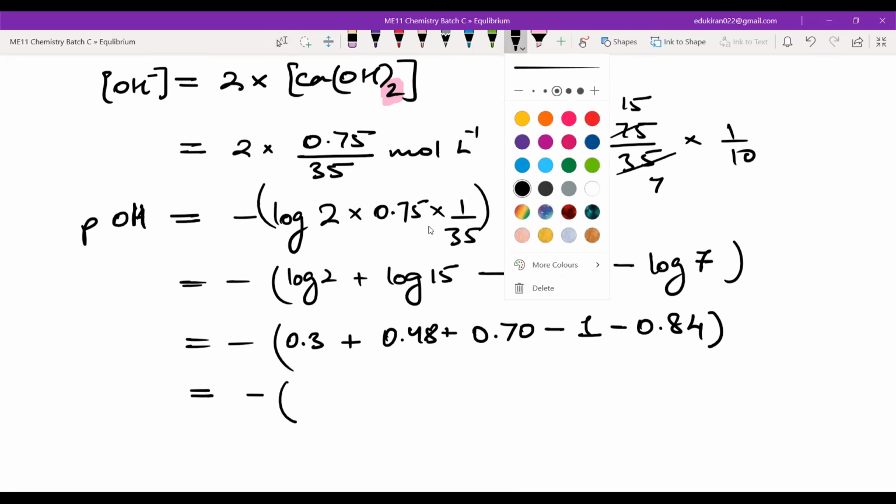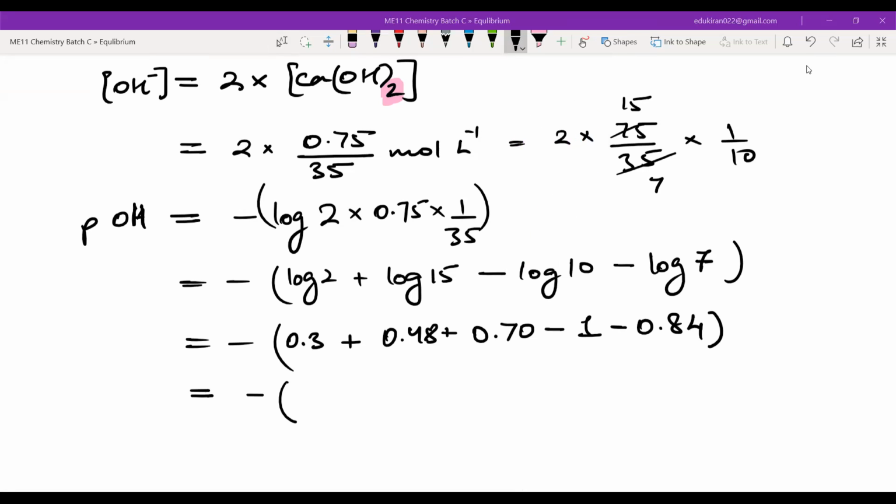Sir, I guess it is a log 10. It will be log 100, no? Yes, I was thinking about that only. So make it log 100, make it 2. Then I think you will get 1.36 now. Because when it was 1, you were getting 0.36. Now we have minus 2, so it will increase in magnitude by 1. This will be minus 1.36. Okay, minus 1.36. So pOH is equal to 1.36.